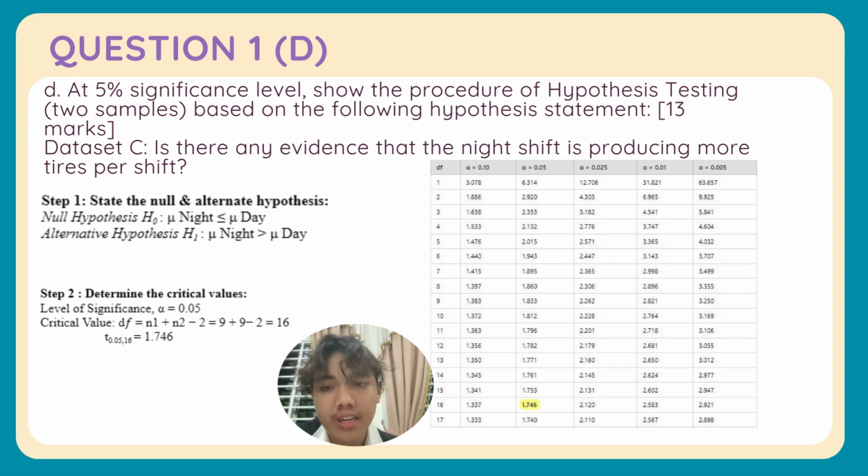Question 1D. At the 5% significance level, show the procedure of hypothesis testing for the sample based on the following hypothesis statement: is there any evidence that the night shift is producing more tires per shift? So we state the null and alternate hypotheses.